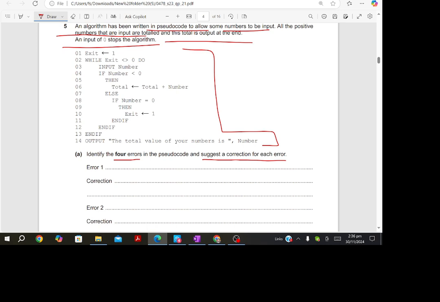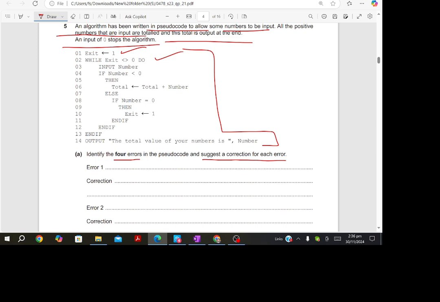First of all, the first error we are going to find. So what is asked in the question? You have to allow the user to enter some numbers. Only the positive numbers that are inputted should be totaled, and finally total will be displayed. When user enters 0, the process terminates. Now we have to identify those errors. First of all, exit is 0, fine. While exit is not equal to 0, do input number, good.